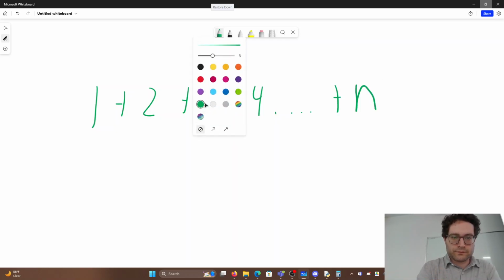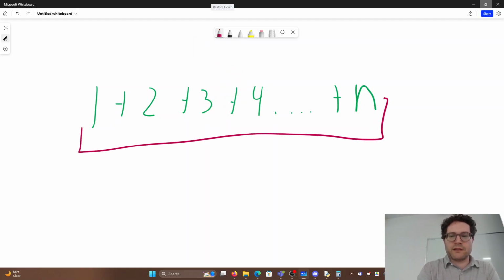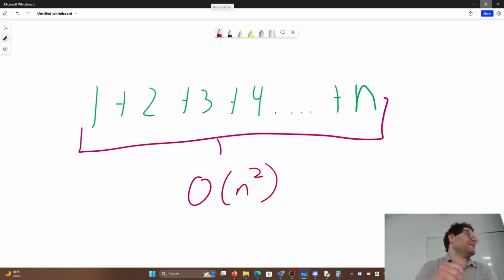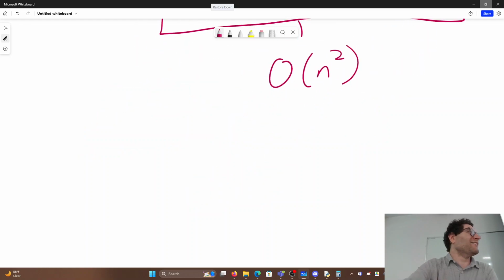Now, one of the things I often ask is, what is the big O runtime of that? And the instinctive answer is n, but it is not n. It is O of n squared. And the reason is because Calc 2 is awful.